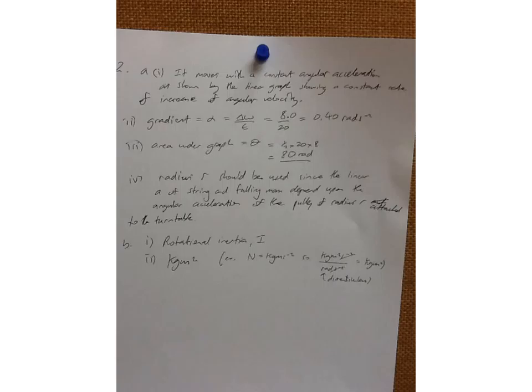Number 3, from the graph, find the angular displacement. That's equivalent to the area under the graph, in this case, which is going to be half base times height, half 20 times 8, it's 80 radians. You could also find it using the kinematic equation theta equals omega i t plus a half alpha t squared, which will give you the same answer.